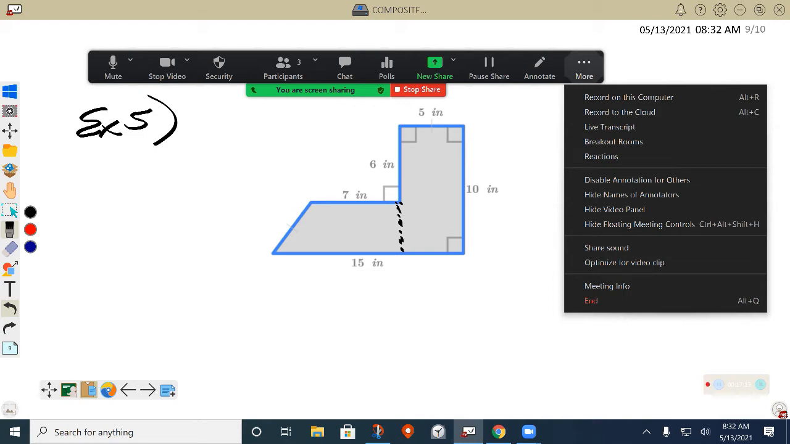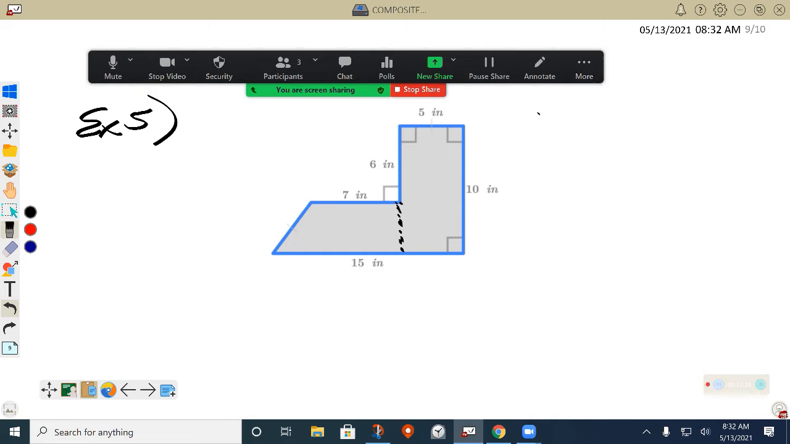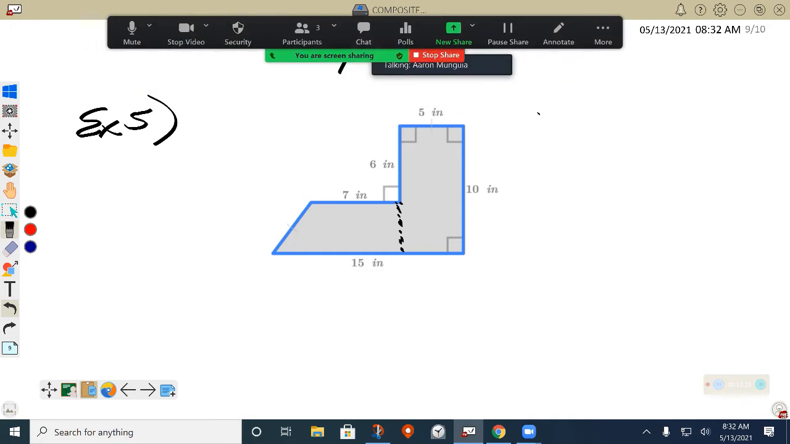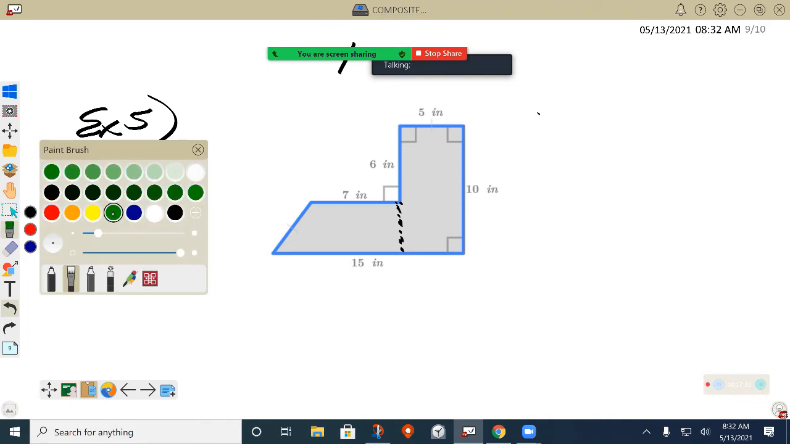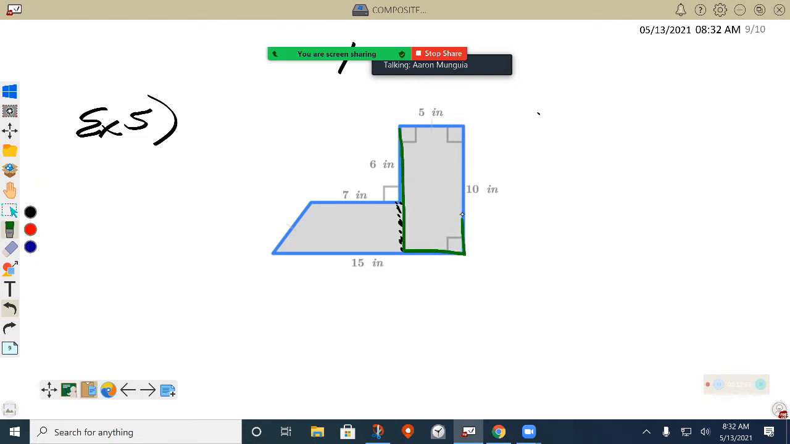Okay. All right. Let's do this. So I'm going to leave it like that. Let's find the area of the green rectangle. Right? And then we'll find the area of the blue trapezoid. So the green rectangle, blue trapezoid.